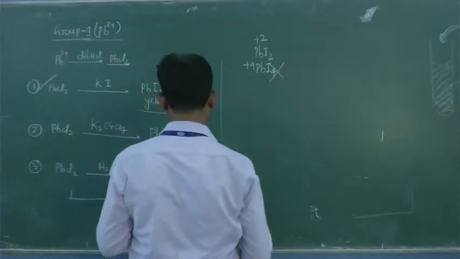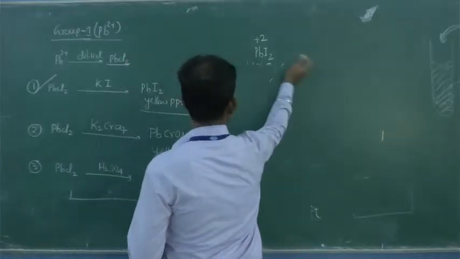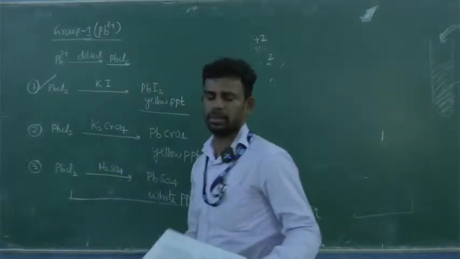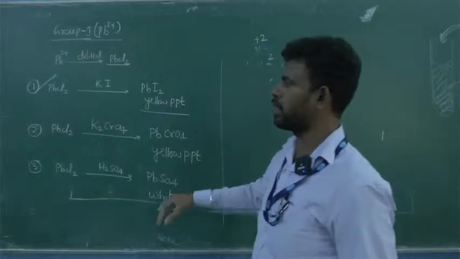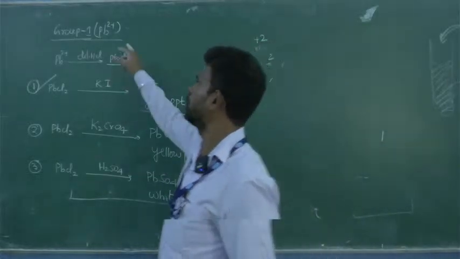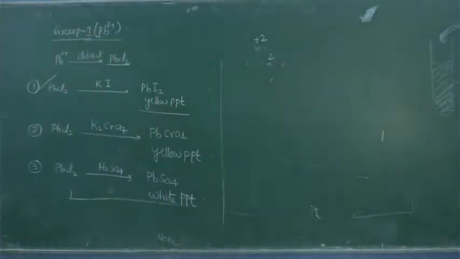We have another test also, but for example, these 3 are enough. This is a lot of examples. That's all about group 1. Is it clear? Next, we'll go for group 2.